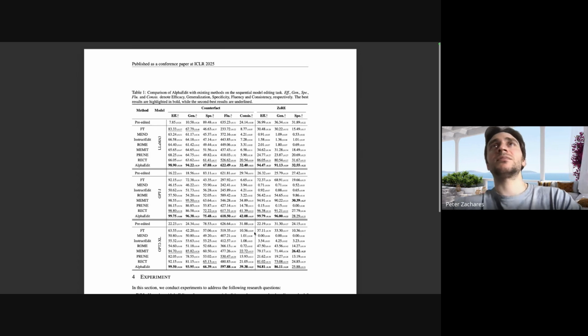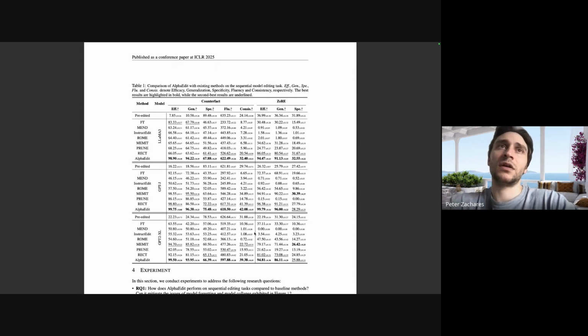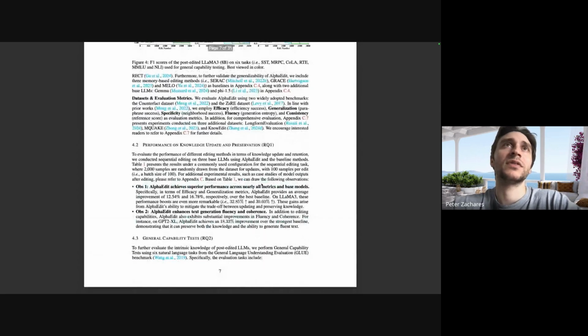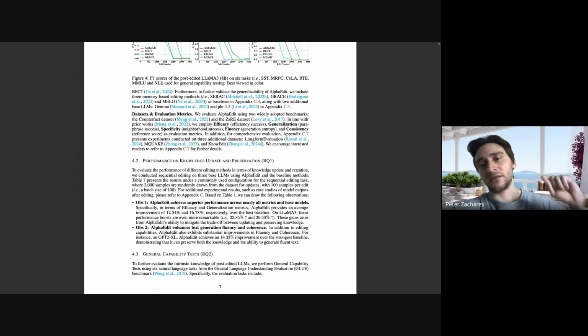I actually think this figure isn't super telling of the performance of this method. But you can see it says AlphaEdit achieves superior performance across nearly all metrics and base models. So in terms of knowledge update and preservation, and the metrics used for that problem, it outperforms everything. And it has better text generation, fluency, and coherence. So it ticks the boxes on what it's supposed to do.